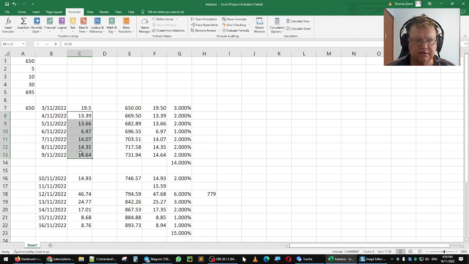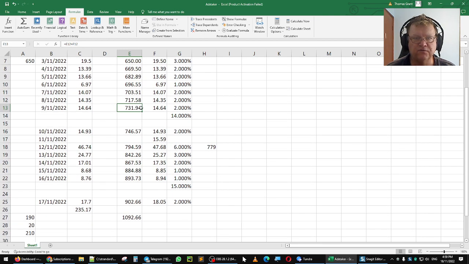13, etc., etc. And for the 7 days since I've joined, it's 1, 2, 3, 4, 5, 6, 7. For those 7 days, that's a total of 14% increase in my AdStaker tokens. So started at 650, ended at 731.94 at the end of those 7 days. Pretty impressive, eh? Then the next week, started on the 10th, at 746.